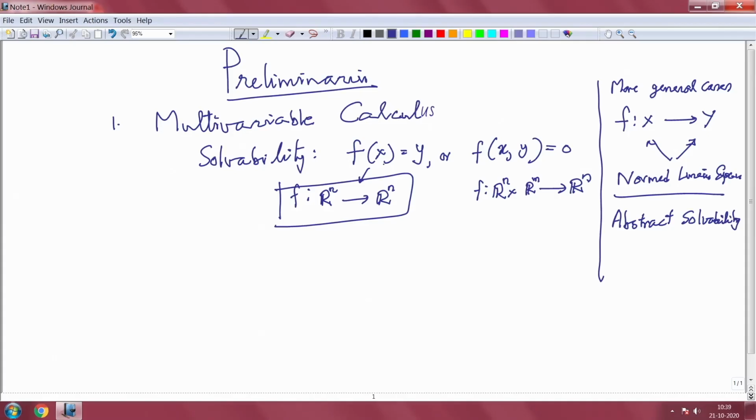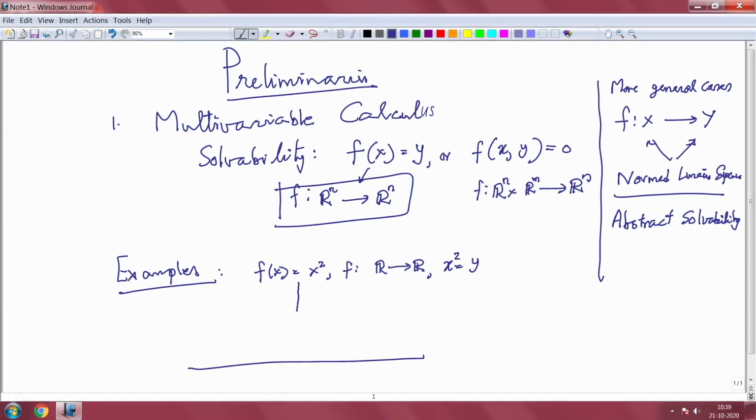So, let us start with some examples. The simplest example you can think of: f from R to R, f(x) = x square. So, you want to solve x square equal to y. Let us look at a figure here. This is your x, this is your y.